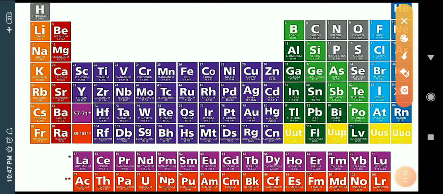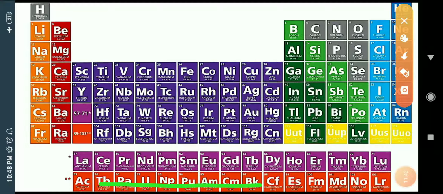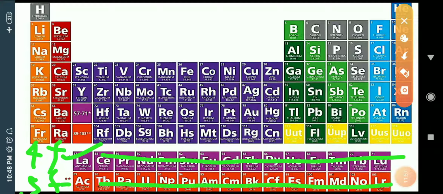And listen, the 5F series contains elements from 90 to 103 Lr. Lr is called Lawrencium. These series elements are called actinide series elements, or we can say they are called 5F series elements also. Lanthanide series elements are called 4F series elements also.